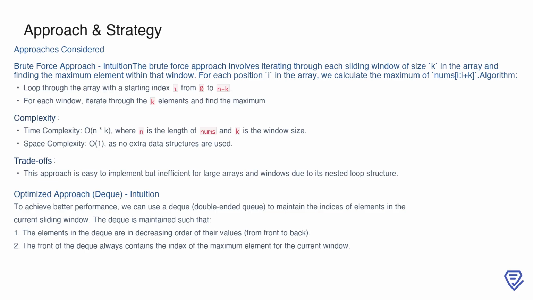While this method is easy to understand and implement, it involves a nested loop structure, one loop to move the window across the array and another to find the maximum within each window. This results in a time complexity of O(n*k), which can become inefficient for large arrays or sliding windows. On the positive side, it uses no additional memory beyond a few variables, so the space complexity is O(1). However, the significant trade-off is performance, as the repeated computation of maximum values makes this approach impractical for larger inputs.